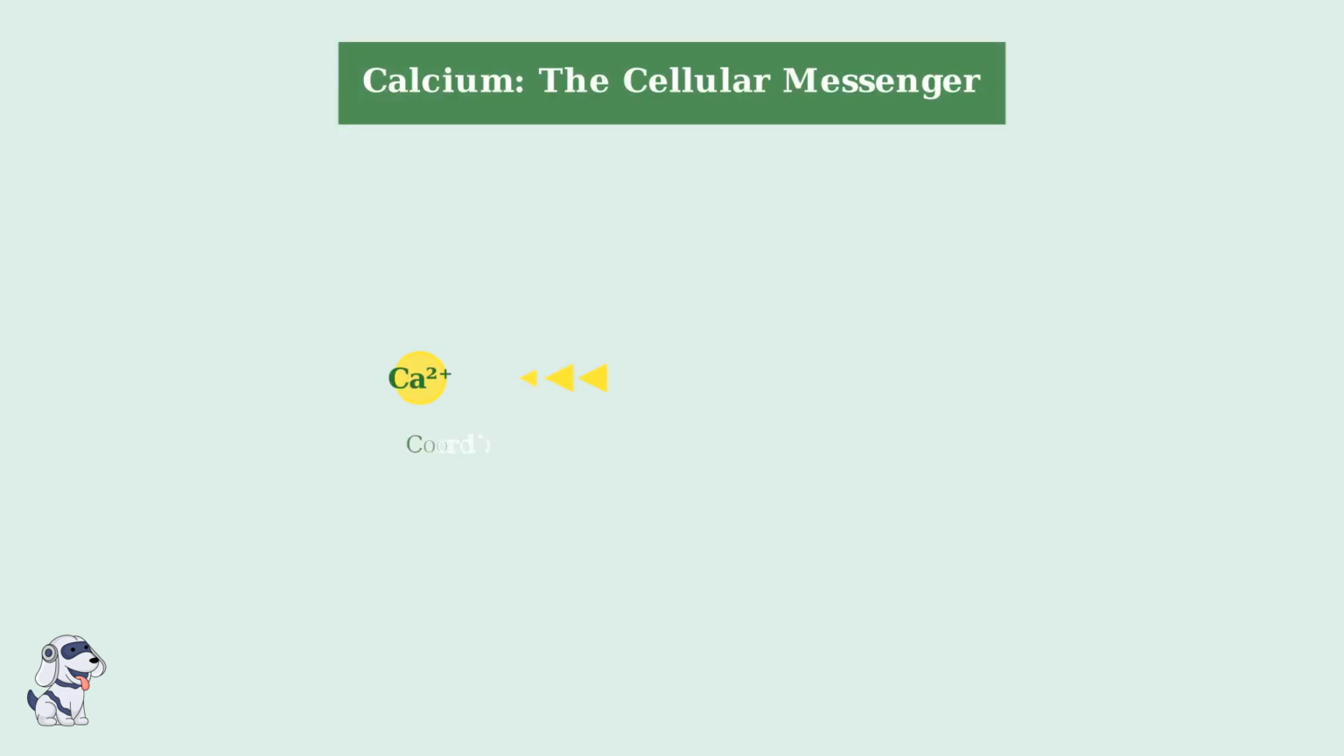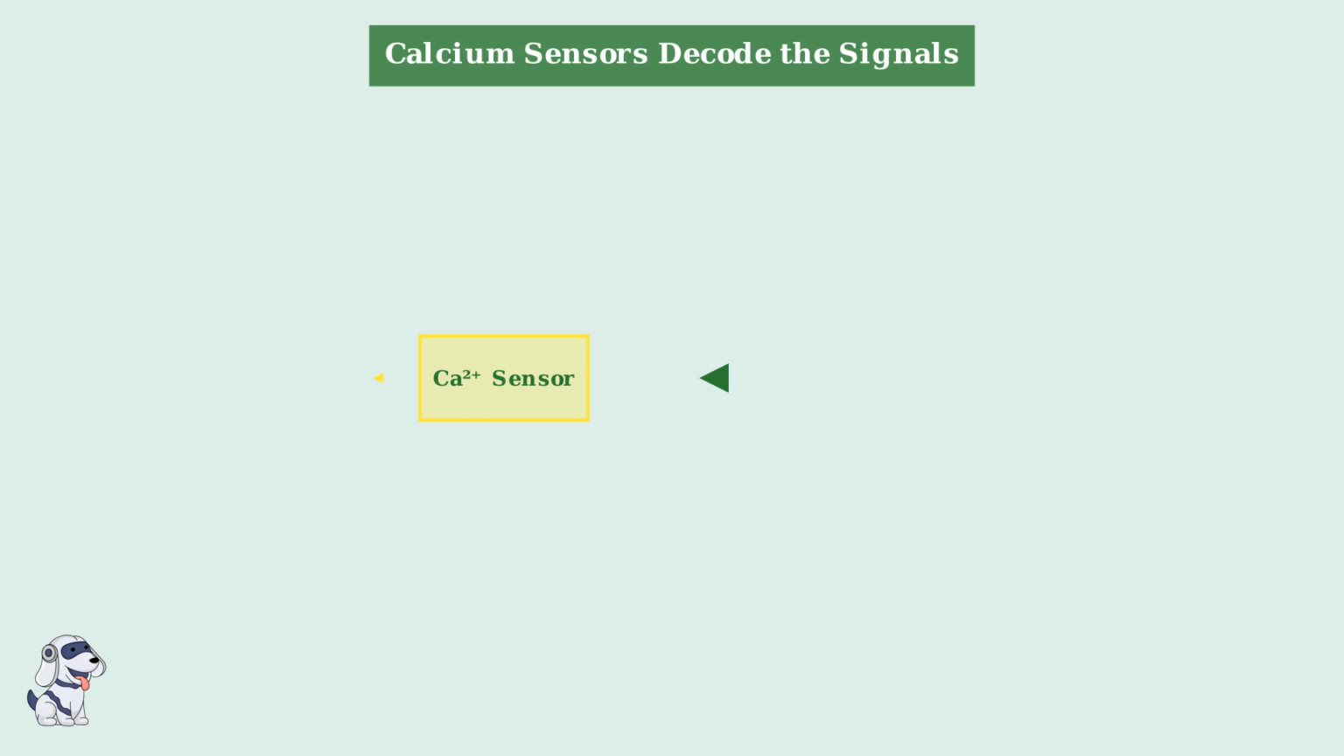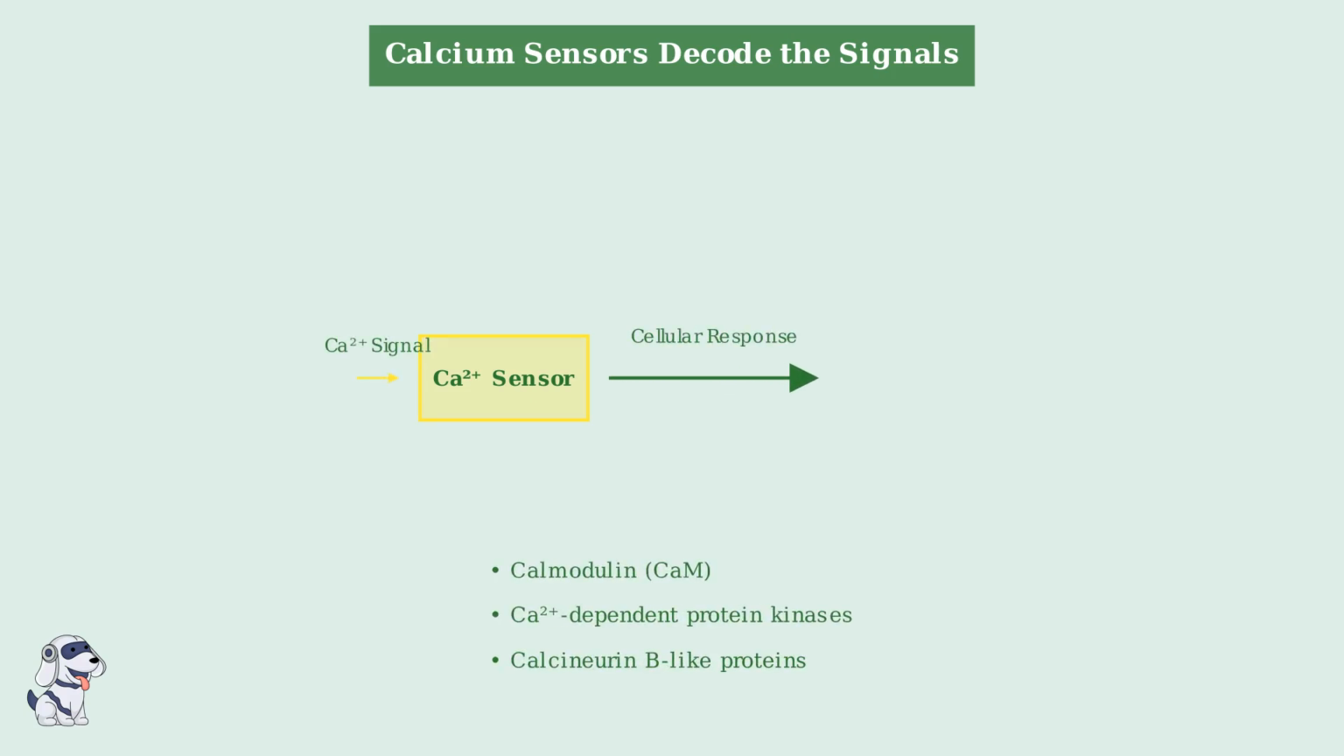Calcium in plants serves far more complex roles than just providing structural support. It acts as a sophisticated intracellular messenger, coordinating critical cellular responses throughout the plant's life. Different environmental stresses trigger distinct calcium signatures within plant cells. Each type of stress, whether mechanical, osmotic, temperature, or oxidative, activates specific protein channels that allow calcium to enter the cell. Once calcium enters the cell, specialized calcium sensors decode these signals.